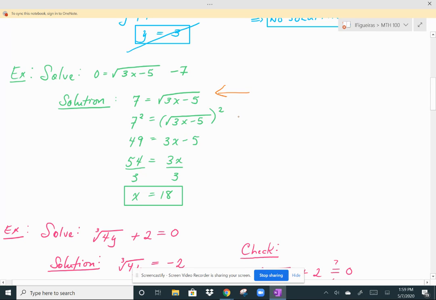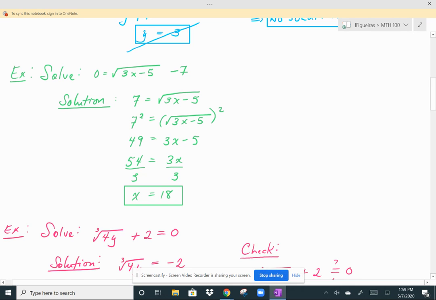Then we square both sides. So I get 7 squared equals the square root of 3x minus 5 squared, which leaves us with 49 equals 3x minus 5. Then you just have a linear equation. You want to add 5 to both sides, so you get 54 equals 3x. Divide both sides by 3 to get x alone, and you get that x is 18. If you were to check it, it works, so you have a good solution.